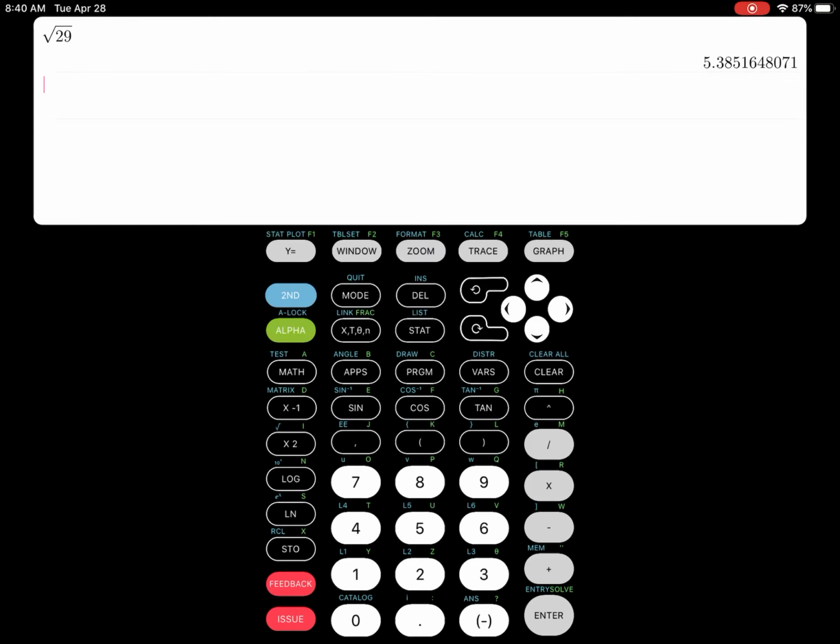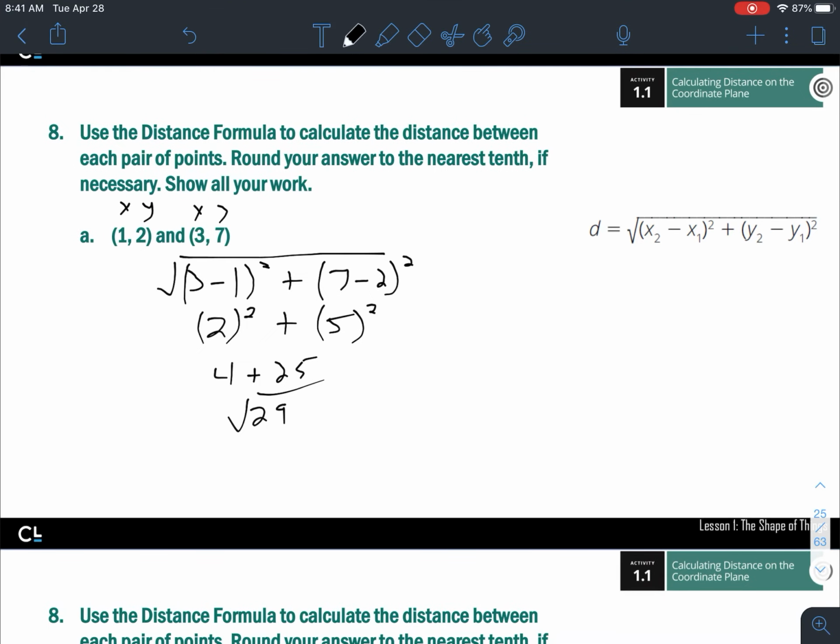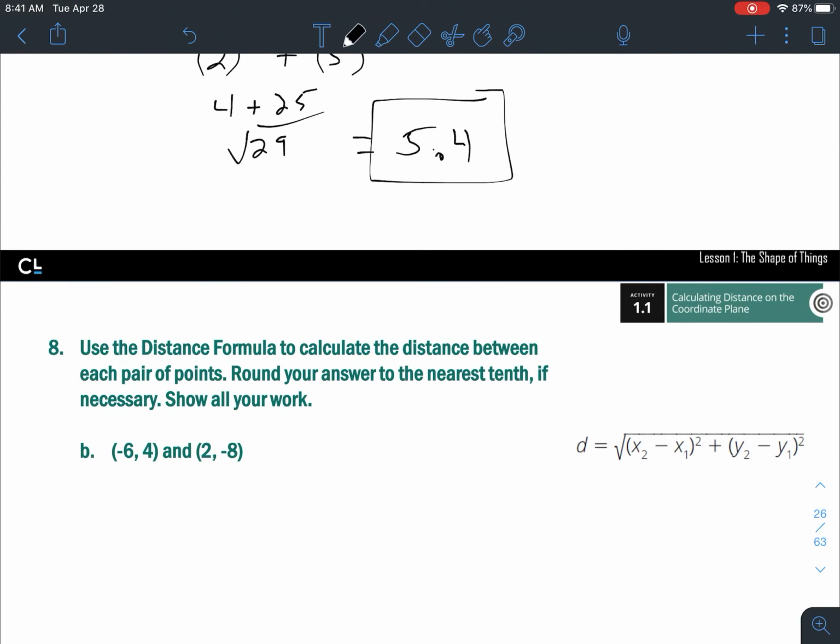So when we look at this, our nearest tenth is the first number after the point. So because it's 5.38, we have to look at that second number to tell if we're going to round the first number, the 3, up or down. So because it's an 8, we're going to round it up, so it's going to be 5.4. So square root of 29 is 5.4. So that's how many units that is away. That's where we're going to stop today. Tomorrow we'll pick up and do this part here and finish it out.